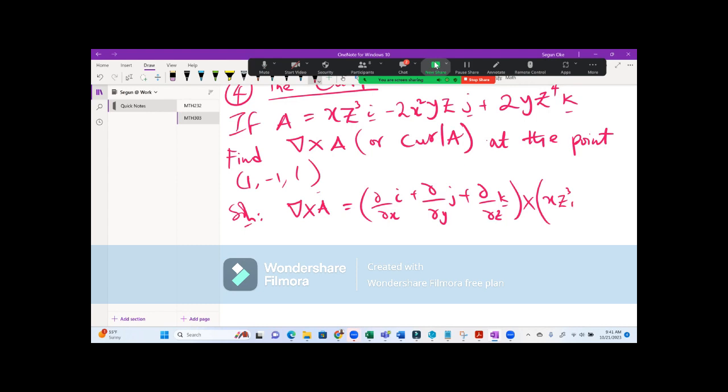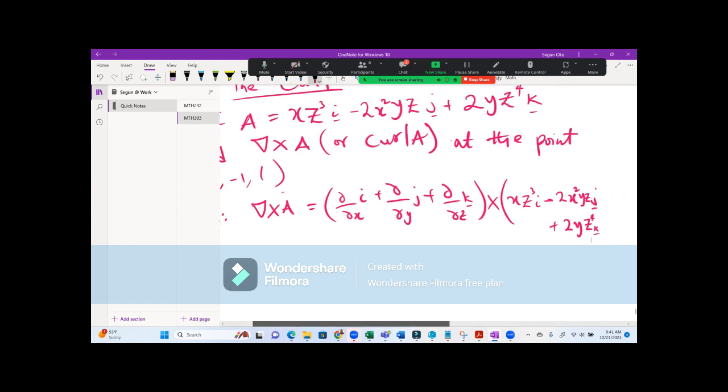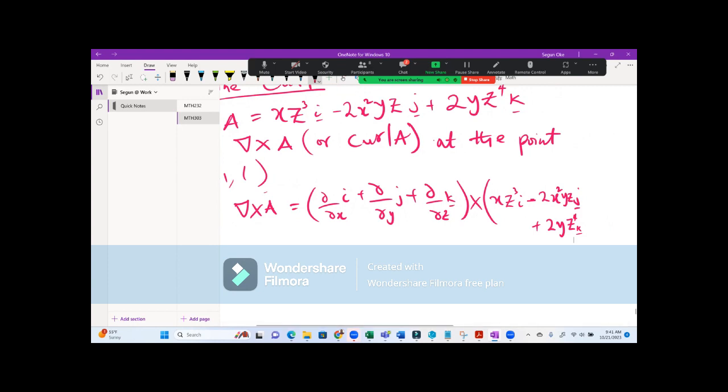xz cubed i minus 2x squared yz j plus 2yz raised to power 4 k. Or let me just draw this one. Plus 2yz raised to power 4 k. So now we have this.